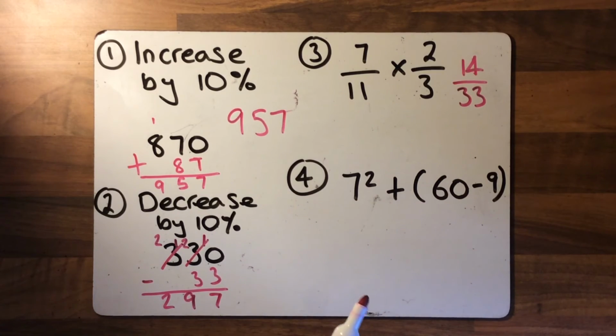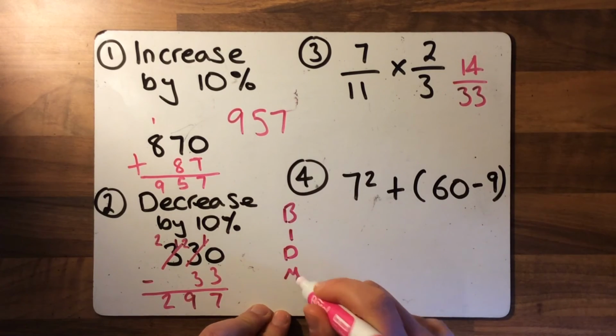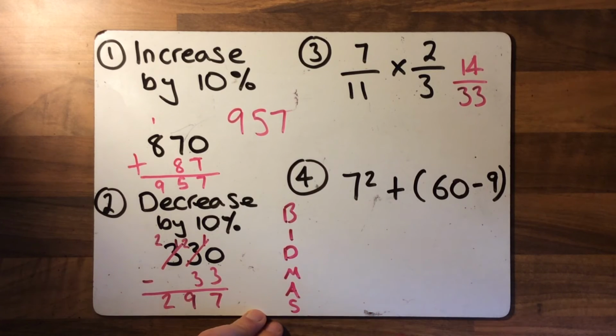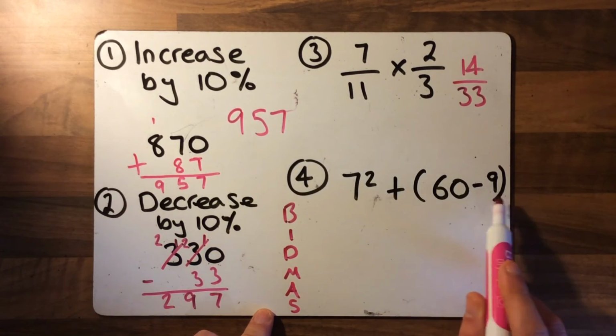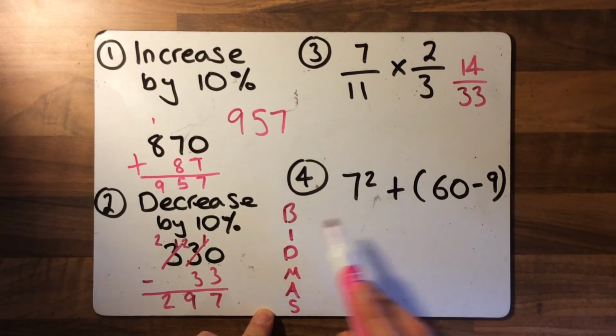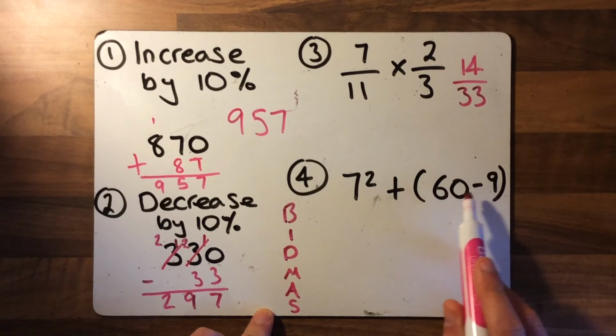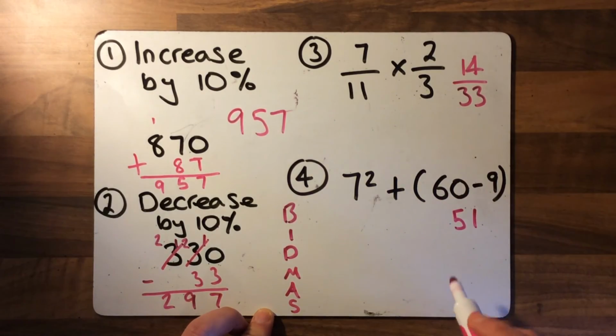Moving on to this BIDMAS question now. So when we go through BIDMAS, we look, don't we? Brackets, indices, division, multiplication, addition, and subtraction. So there are some brackets here, aren't there? So it's the brackets we solve first of all. Even though it's got a subtraction in it, which is last, it does have brackets. So we have to solve this first. So 60, subtract 9, is 51.